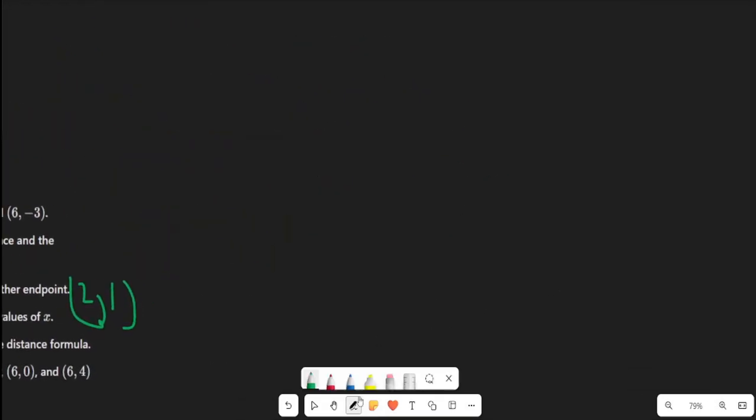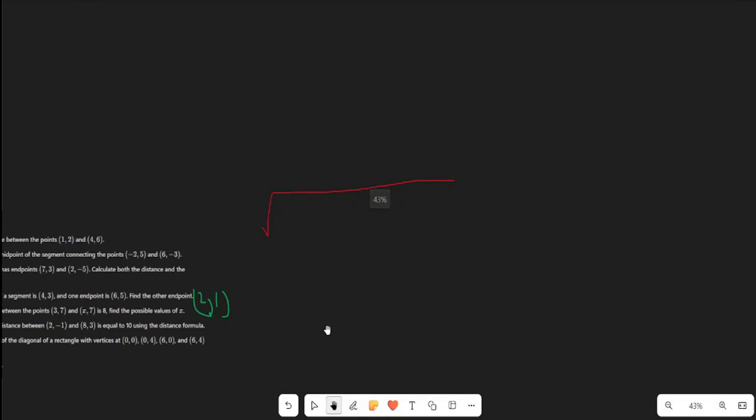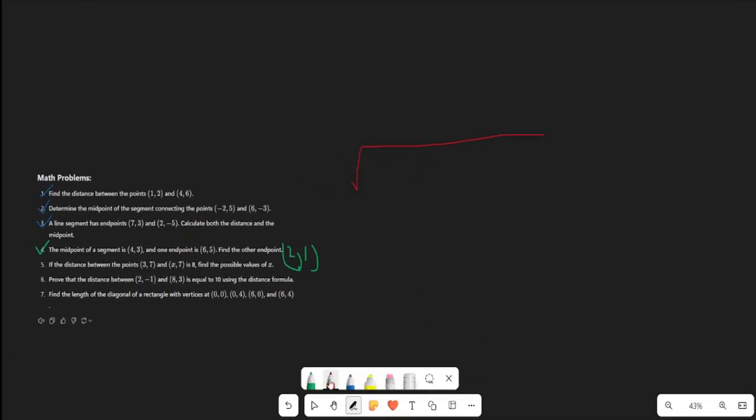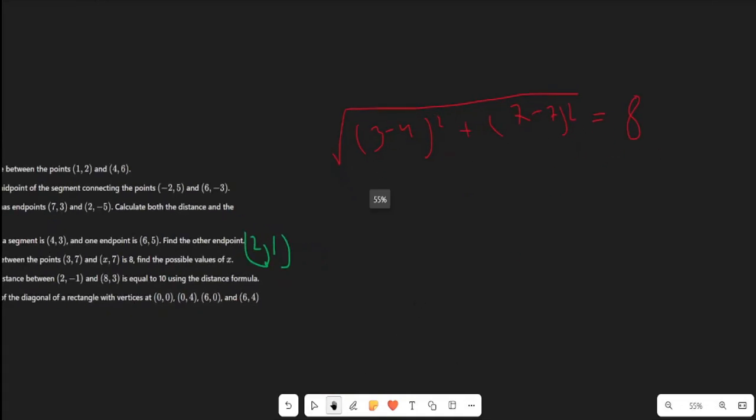We have to write an equation at first. The equation is root over (3 minus x) whole square plus (7 minus 7) whole square equals 8. So that's it.